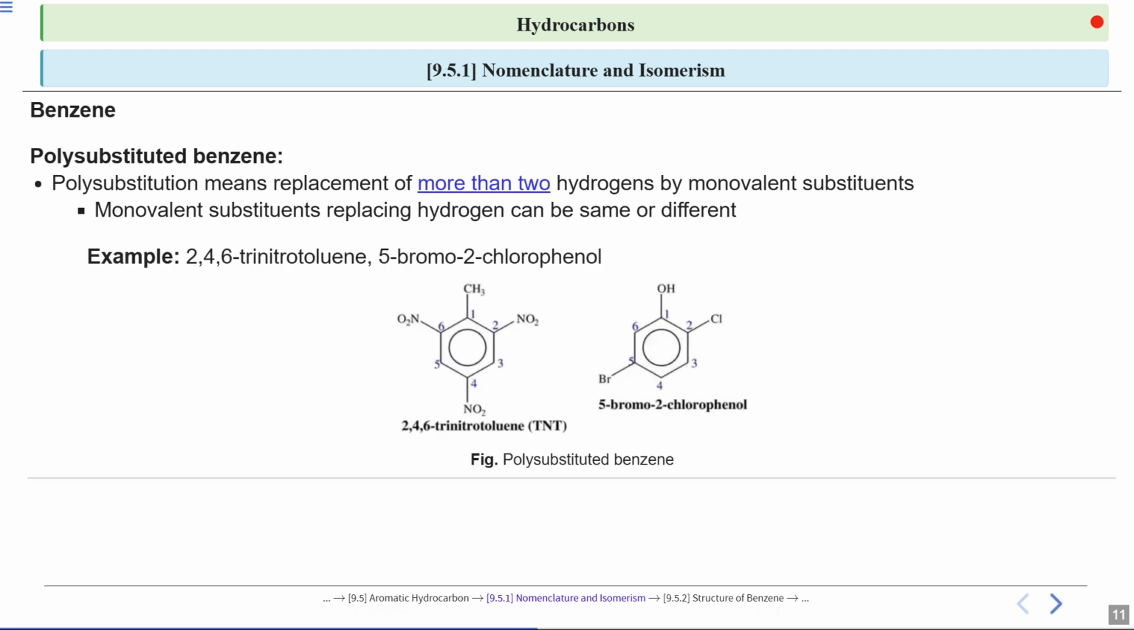For example, we can have 2,4,6-trinitrotoluene, in which three substituents are nitro, and the last one is the methyl. The second example, if you see, is 5-bromo-2-chlorophenol. Here also, the number of substituents is greater than 2, and all three are different. One is hydroxy, one is chlorine, and one is bromine. The structure shows a benzene ring with several different groups attached, illustrating how multiple substitution can occur. Remember, the position and type of substituents can greatly influence the molecule's stability and reactivity.